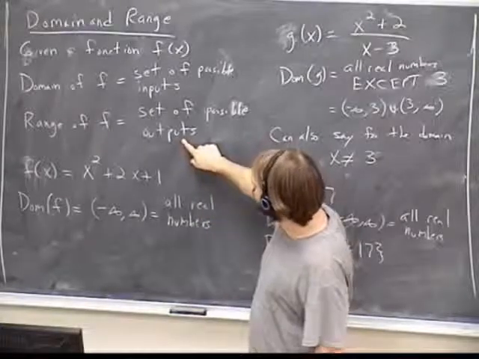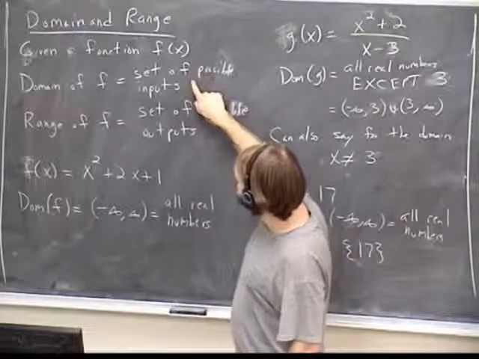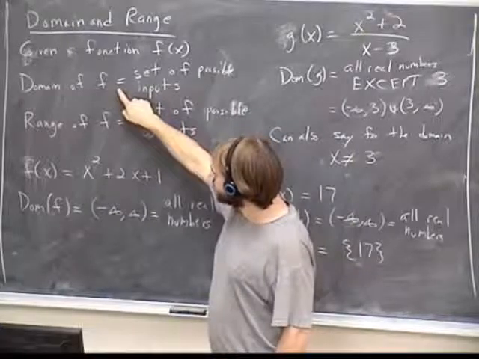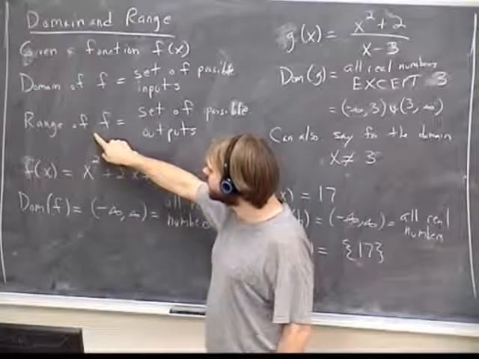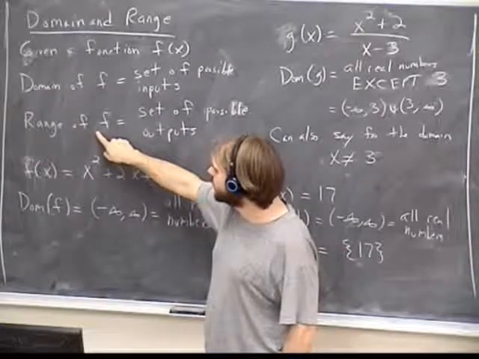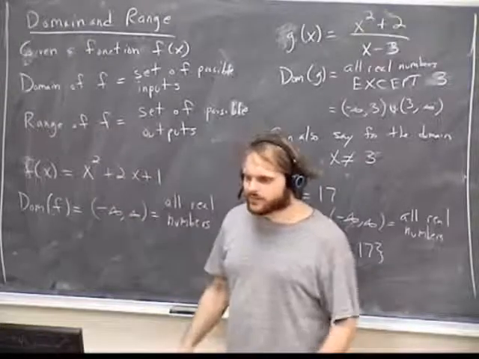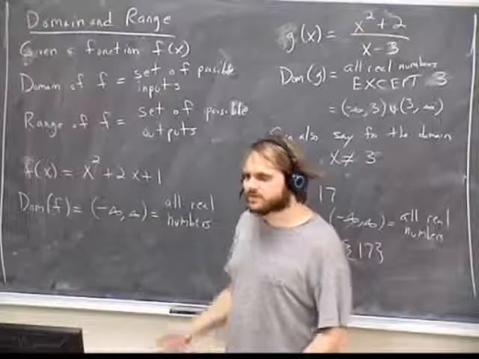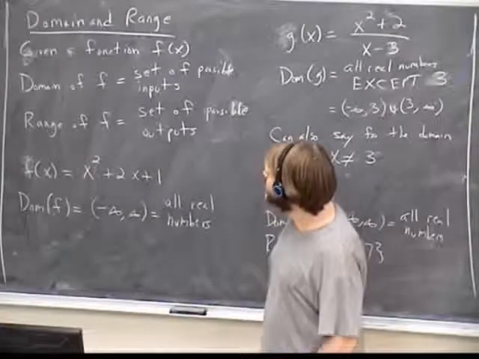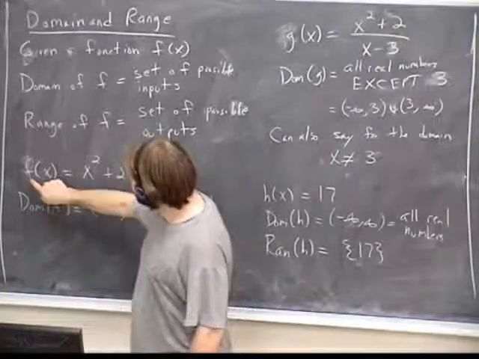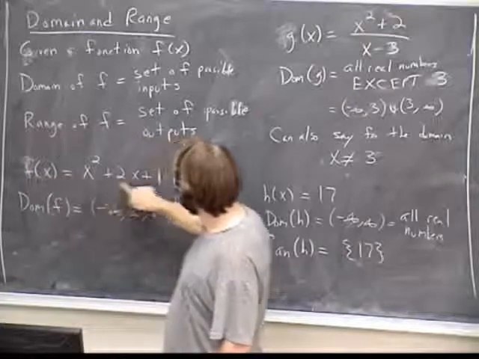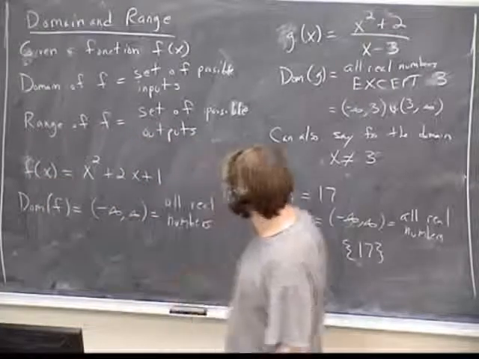Now, finding the domain of f is often very easy. Finding the range of f can actually be kind of difficult, and so most of the time we won't be able to figure it out, and you won't be asked to figure it out. But I'm going to show you a very simple example where we can figure it out. Alright, so here's our first example. f of x equals x squared plus 2x plus 1.